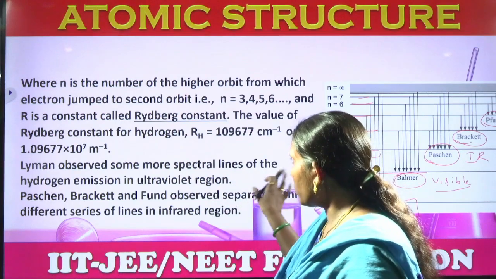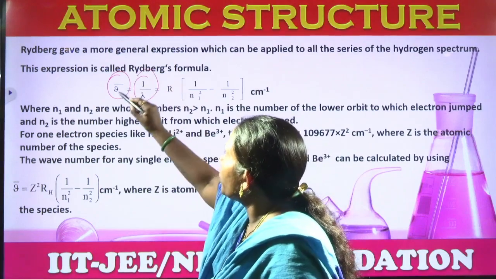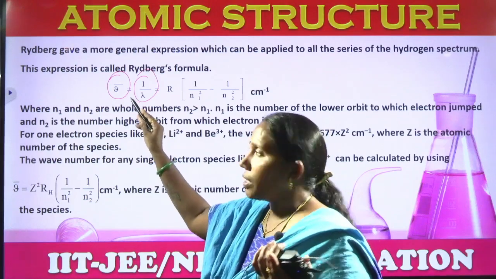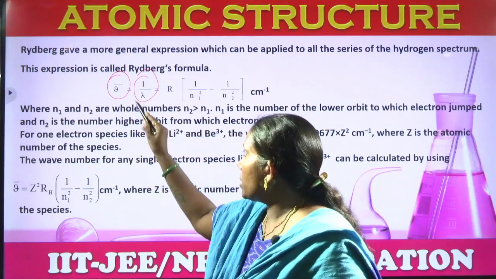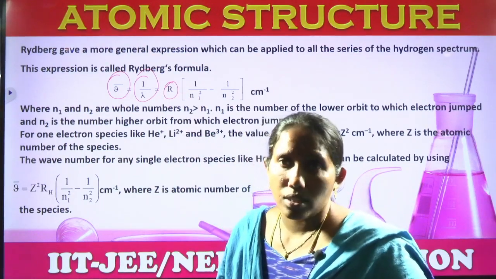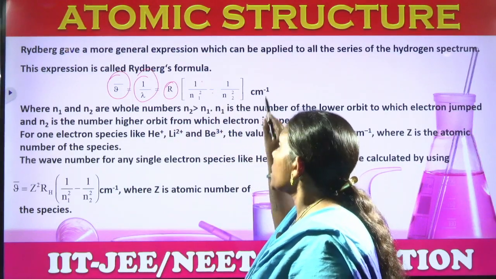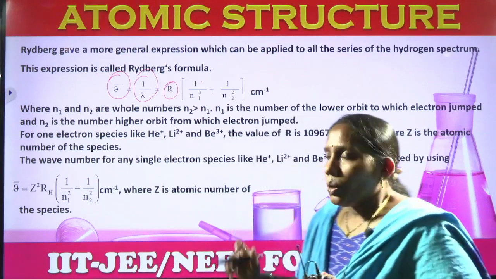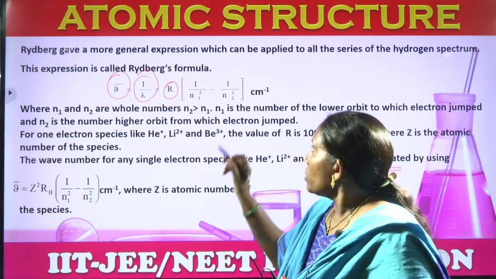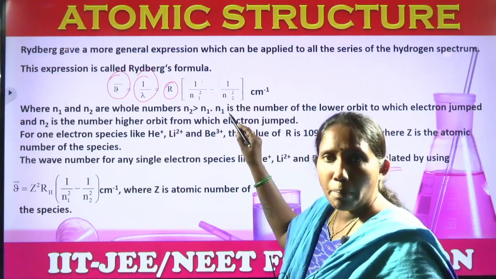See here, that is nu bar equal to 1 by lambda. Nu bar is nothing but wave number. Already in the previous session we discussed that wave number is nothing but the reciprocal of the wavelength, meaning 1 by lambda, equal to R into, R means Rydberg's constant, R into 1 by n1 square minus 1 by n2 square, centimeter inverse. Why centimeter inverse? Wave number units are centimeter inverse, right? Because it is the reciprocal of the wavelength. So 1 by n1 square minus 1 by n2 square.